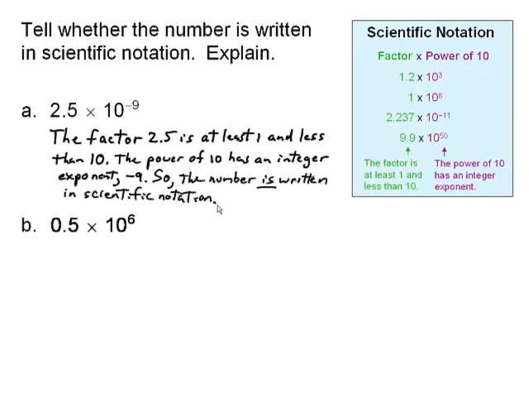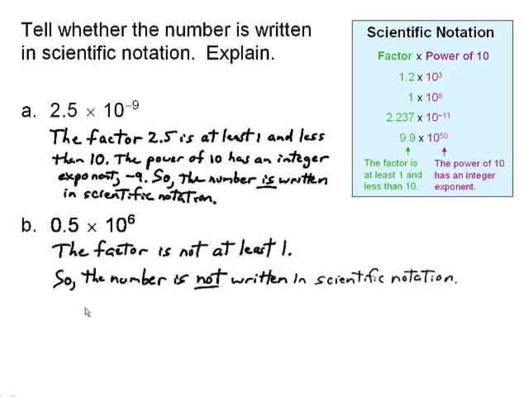Part B. Tell whether this number is written in scientific notation. First of all, we have a factor times a power of 10, so that's true. So let's look at the factor. Well, notice that the factor is not at least 1. So this number doesn't pass our test. So the number is not written in scientific notation.